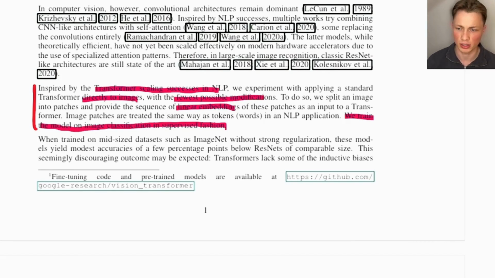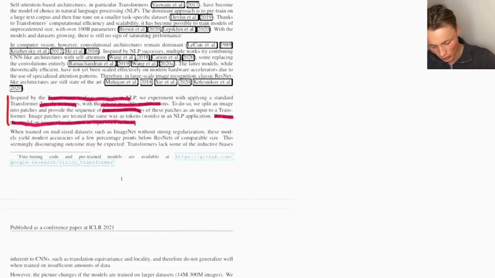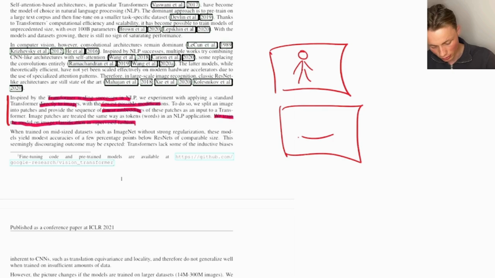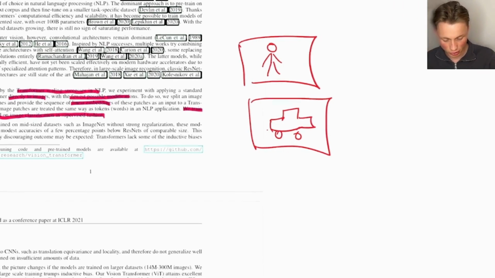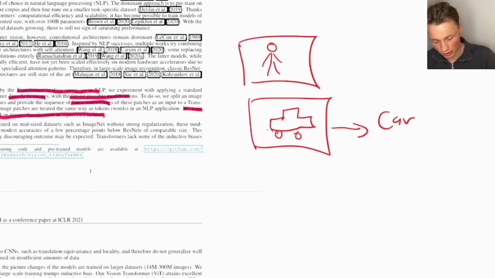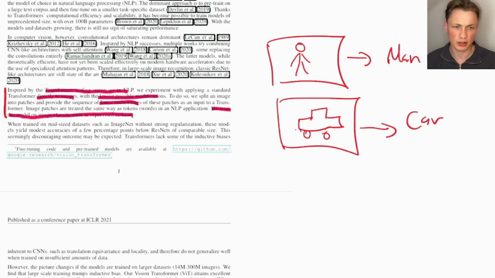So we have just something like ImageNet. ImageNet is more than a million pictures, all with one label. So pretty basic. We have, I don't know, a man, or we have a car, let's try to draw a car. Okay, so a car, and the model has to predict, oh, this one is a car, this one is a man, stuff like that. Okay, so this is how the model was pre-trained or trained.